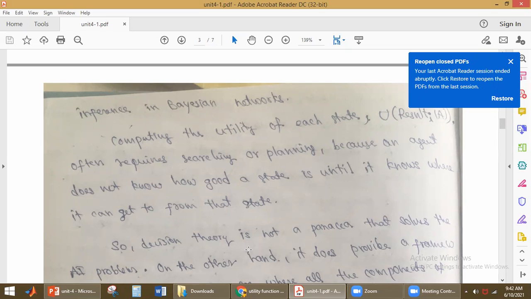It also requires knowing from which state the agent is reaching that particular state. If it is reaching from a worst state to a good state, then it is a good option. Otherwise, it is not a good option. So the state the agent is coming from should also be considered here.